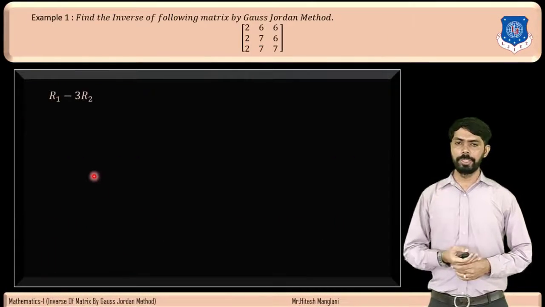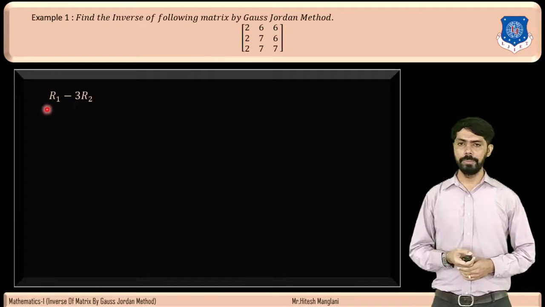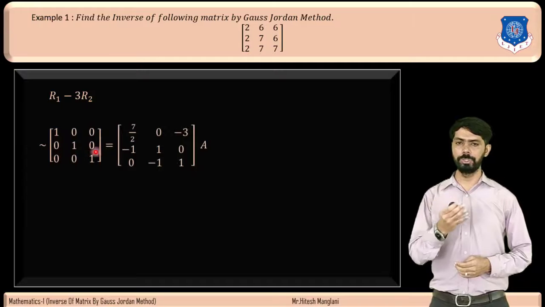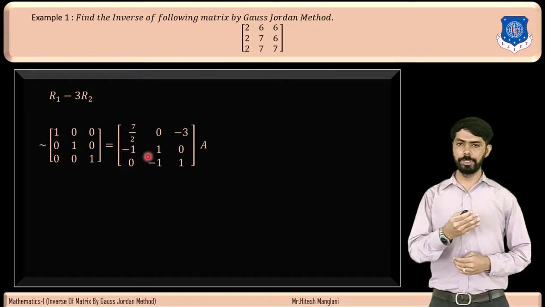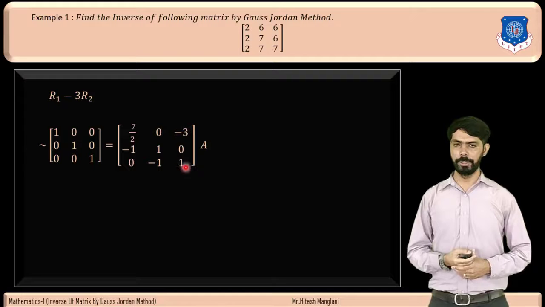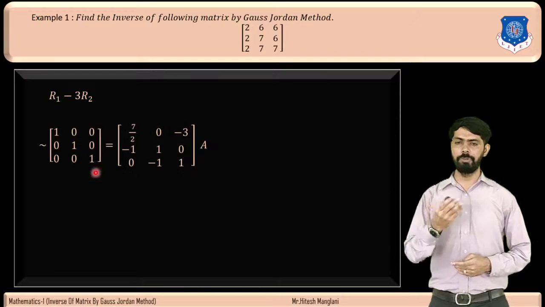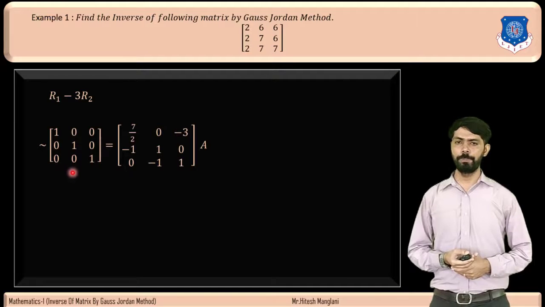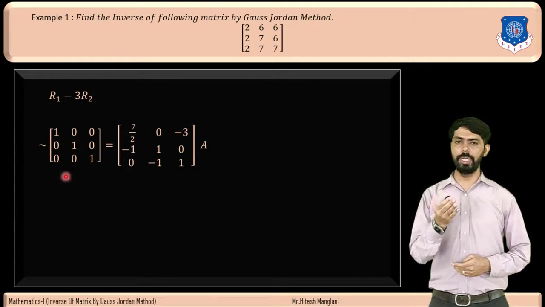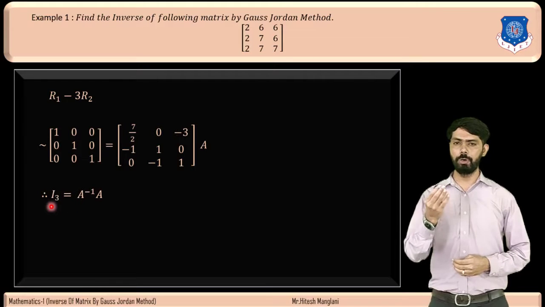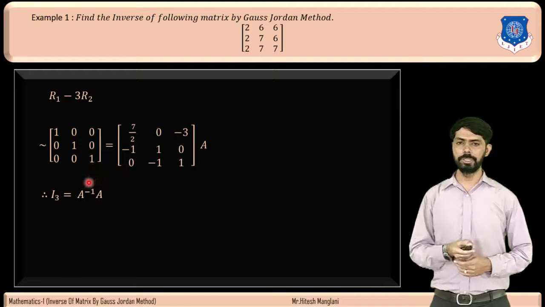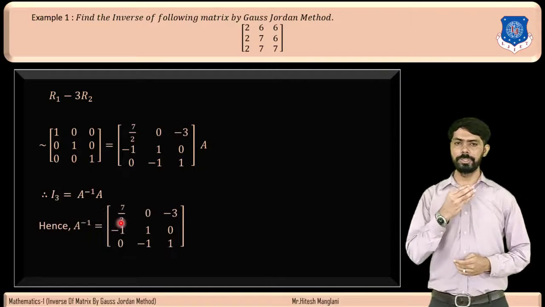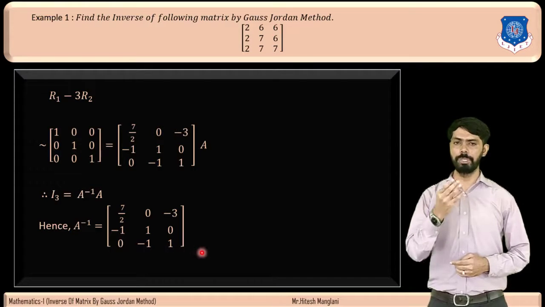So here we are applying the row operation R1 minus 3R2. The next matrix will be [1, 0, 0; 0, 1, 0; 0, 0, 1] and on the right hand side, [7 by 2, 0, minus 3; minus 1, 1, 0; 0, minus 1, 1] into A. Here on the left hand side, we have obtained the identity matrix. So we can say that I3 is equal to A inverse A. I3 means the identity matrix of order 3. If we compare this result with I3 is equal to A inverse into A, then A inverse is [7 divided by 2, 0, minus 3; minus 1, 1, 0; 0, minus 1, 1]. So this is the inverse of the given matrix.